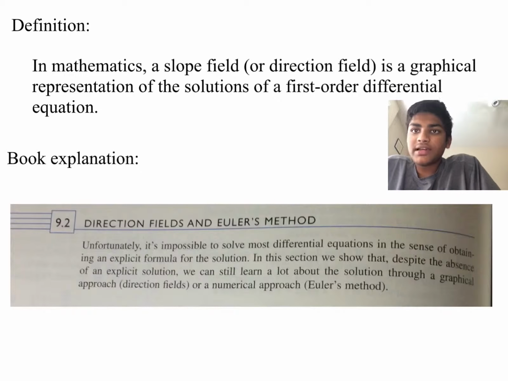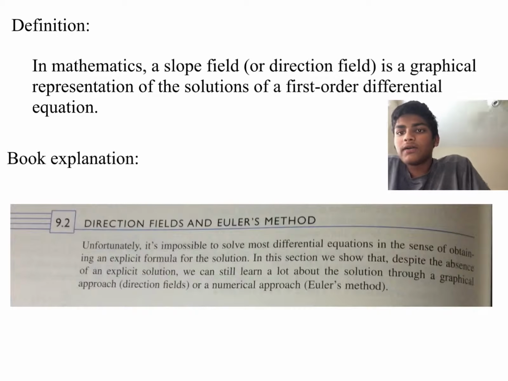First, we're going to define a slope field. This is the online definition from Wikipedia, and it states: in mathematics, a slope field, also called a direction field, is a graphical representation of the solutions of a first-order differential equation. And we'll show you what that exactly means in the future.